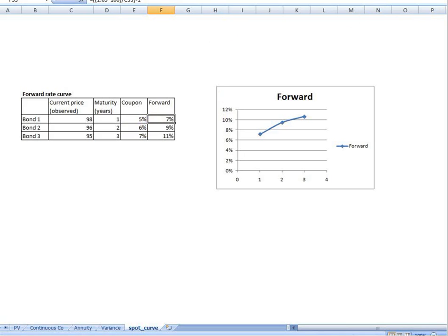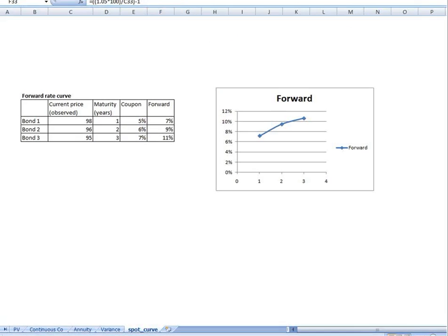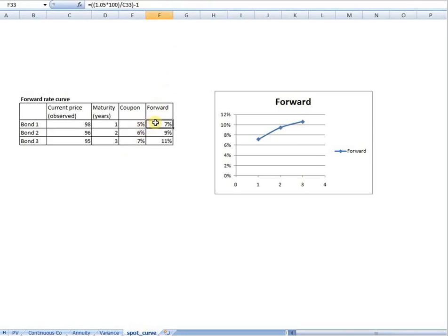Forward curve for year 1 is straightforward. Let me write down the formula. You simply equate the price to the par value plus coupon at the end of year 1 divided by the forward rate. So work out this equation and you get the forward curve.